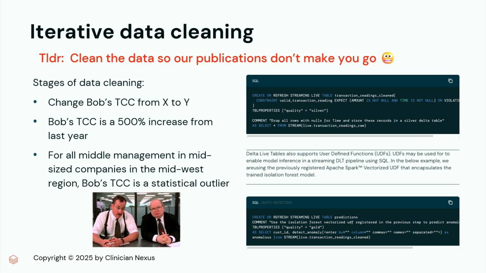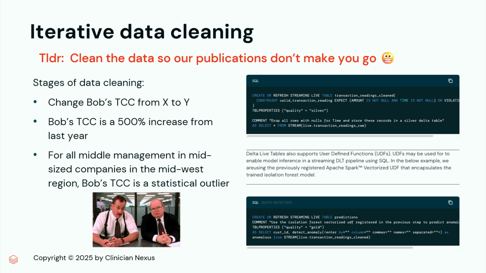That's pretty simple. The next tier of complexity is, I've run an analysis on Bob's TCC, and it's a huge increase from last year, and in reality, we shouldn't be seeing those numbers, so can someone go take a look at it? And then we have additional complexity, which is something like, for this very specific sub-filter of this query, so for all hospitals that are of a small organization type, this guy's TCC is a statistical outlier.